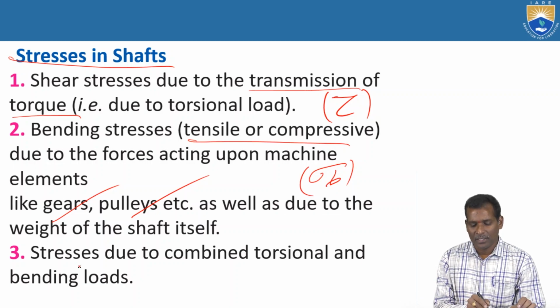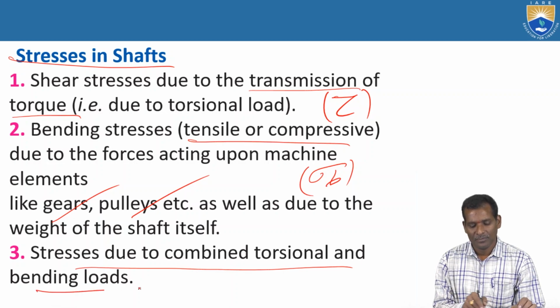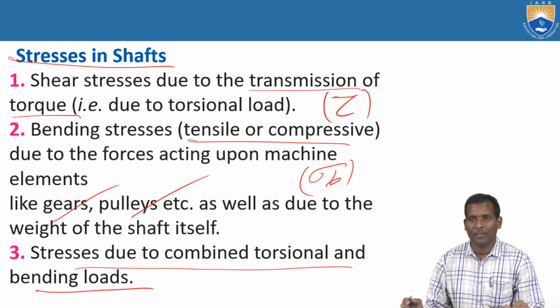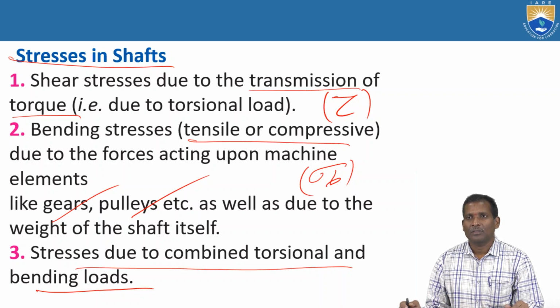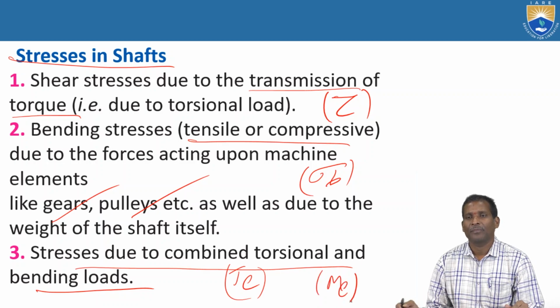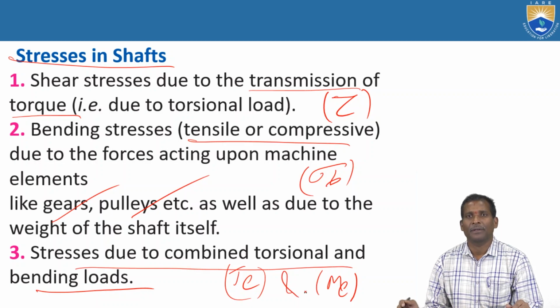The third one, stresses due to combined torsional and bending loads. Sometimes the shaft is subjected to torsional and bending loads. In this case, we need to calculate the equivalent torque, Te, and the equivalent bending moment, Me.